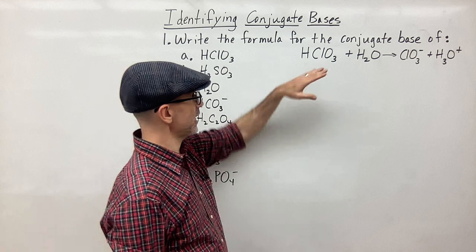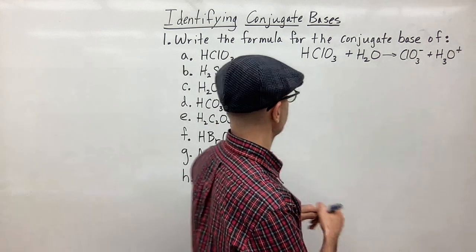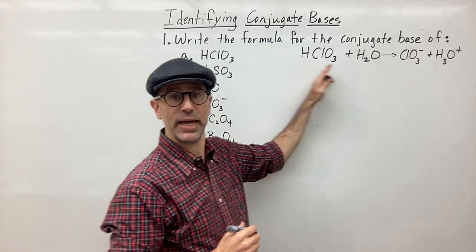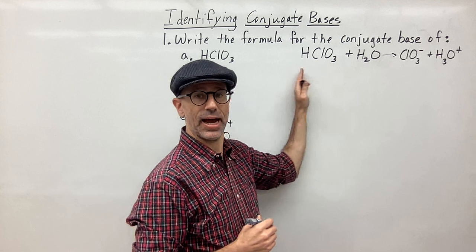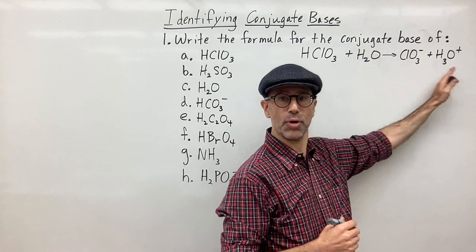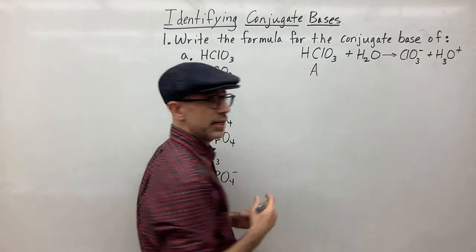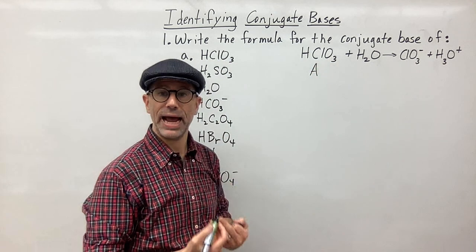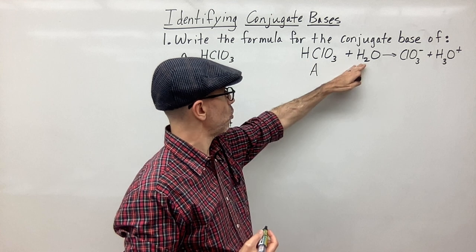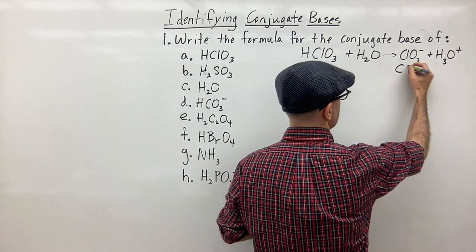And so you can see here the relationship between the acid and its conjugate base. Just to reiterate, the acid and the base are always going to be on the reactant side. These are not conjugates. The conjugates are always going to be on the product side. So this is our acid. The conjugate base comes from the acid. When you donate the hydrogen to water, what's left? You've got the ClO3 minus. So this is your conjugate base.